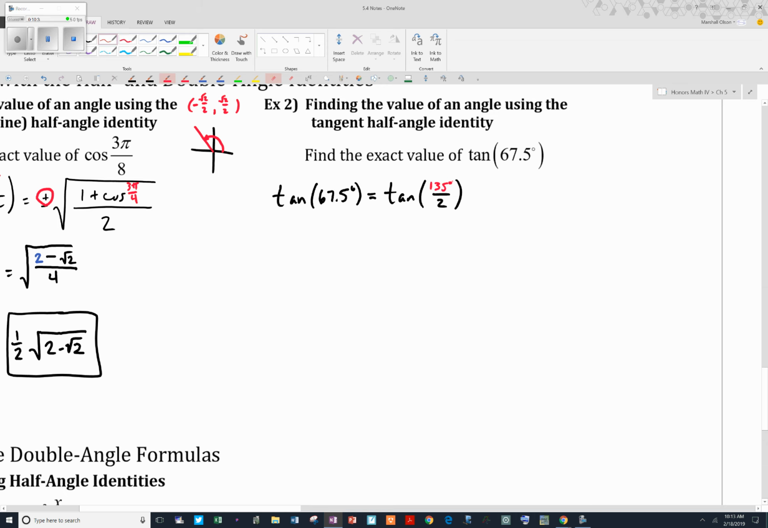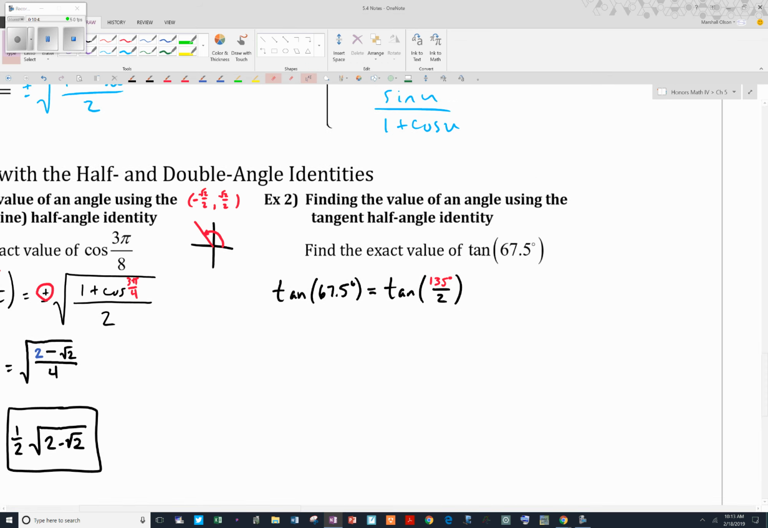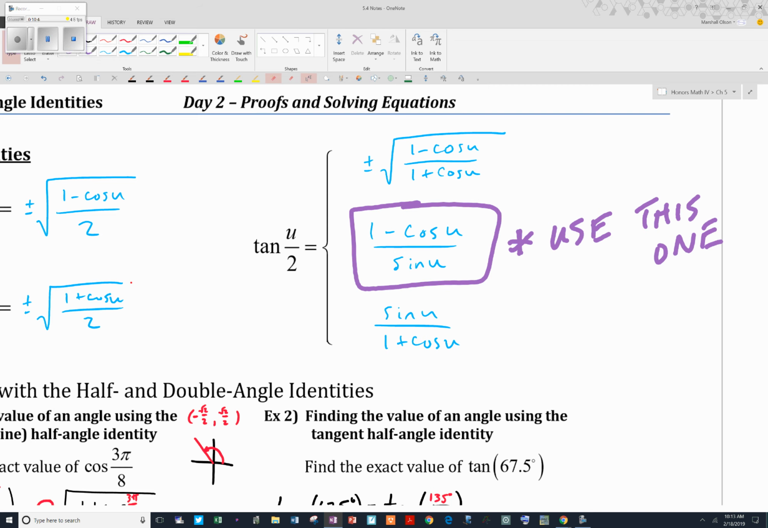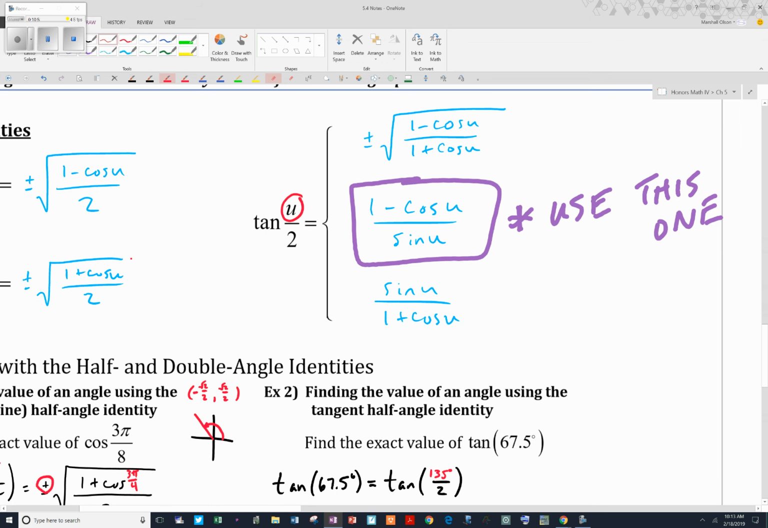So 135 degrees is the value that we're going to use as our u value or theta value, whatever we want to call it. It's this guy right here and right here. That's what we just decided. We made that one 135, so these are both 135 then.